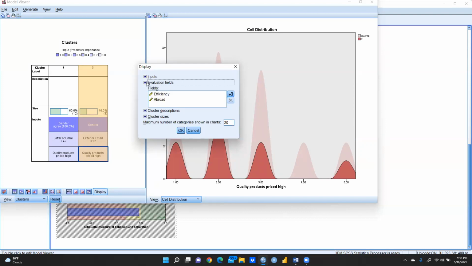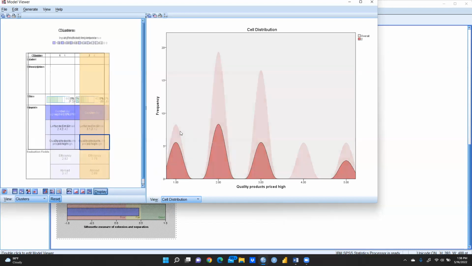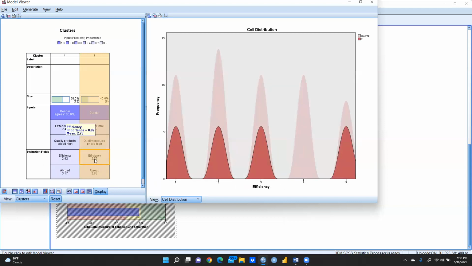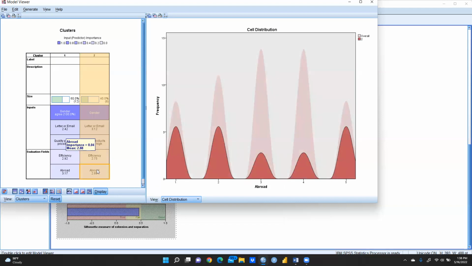Suppose now we want to see evaluation fields also. In evaluation fields, you can see efficiency and afford. So let me press OK. When evaluation fields are also shown, let me check. This one is efficiency, so the fourth is again nil. And when we talk about abroad, the females had given 4 also, they had opted for this for abroad.